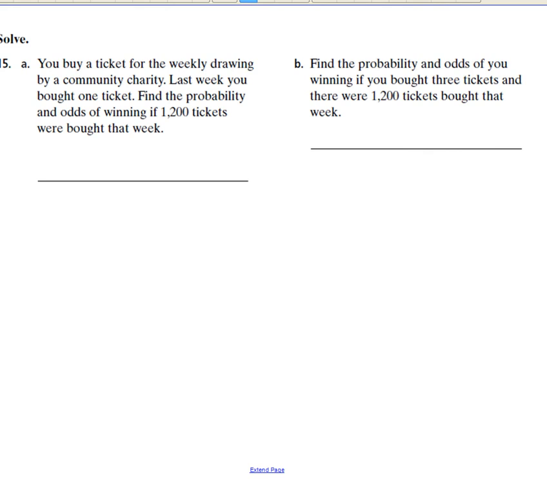Okay, if you buy a ticket for the drawing, last week you bought 1 ticket, find the probability of winning if 1,200 tickets were bought that week. So how many favorable outcomes are there? 1. Just 1. How many total outcomes are there? 1,200. And that's it.